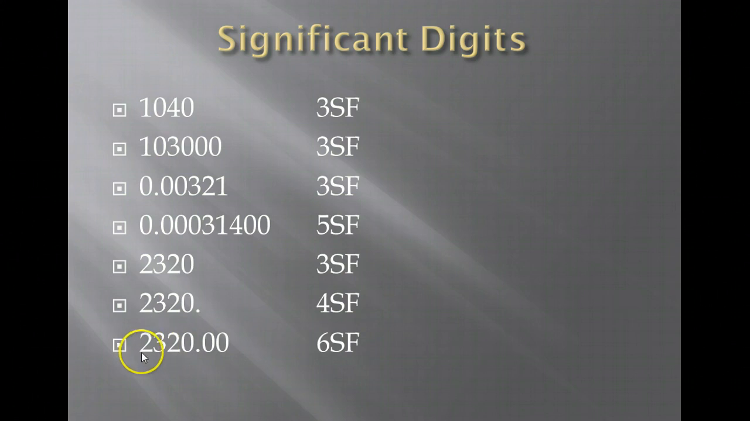Now finally we have 2320.00. There are 6 significant figures here. Again, the 2, the 3, and the 2 are considered significant. Since there's a decimal present, we will count then all of the zeros at the end. So there would be 6 significant digits in this number.